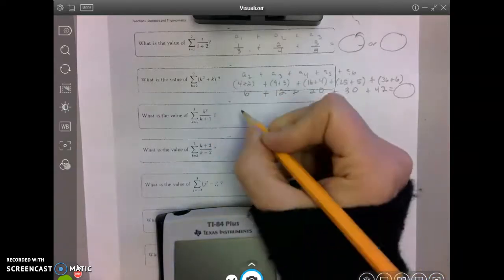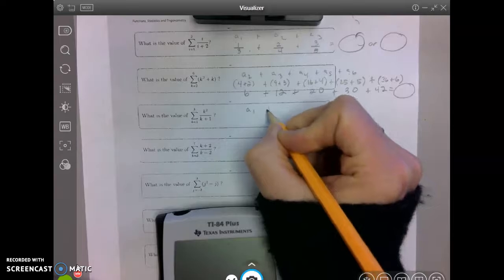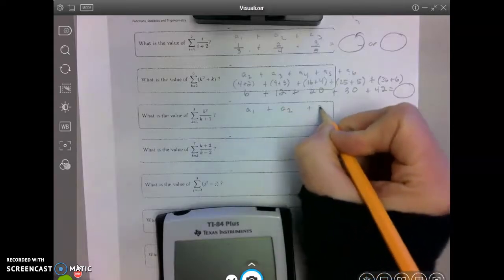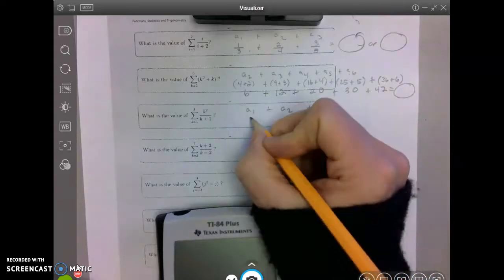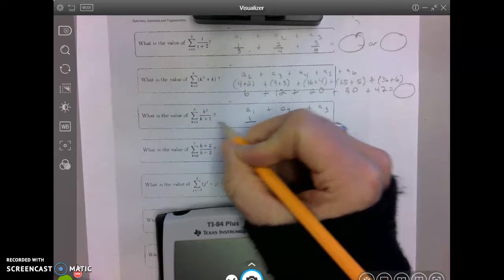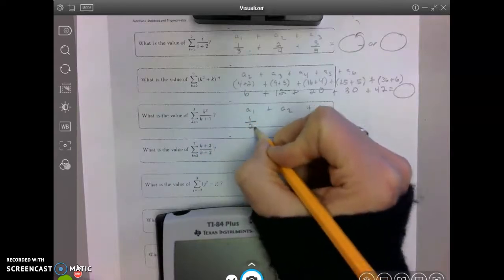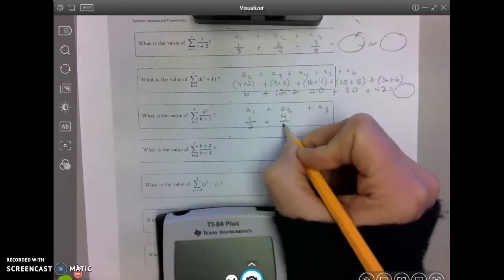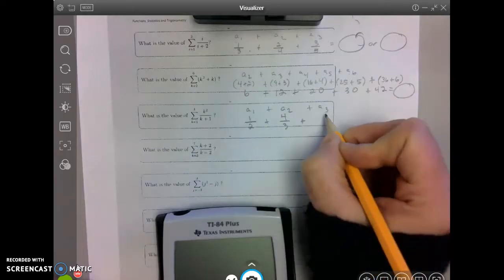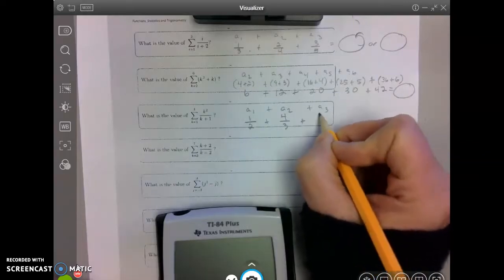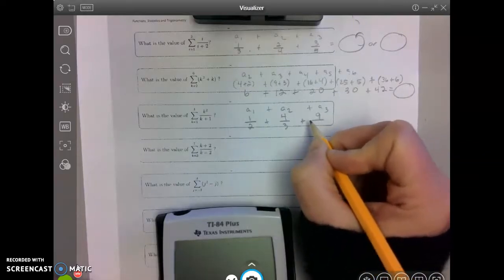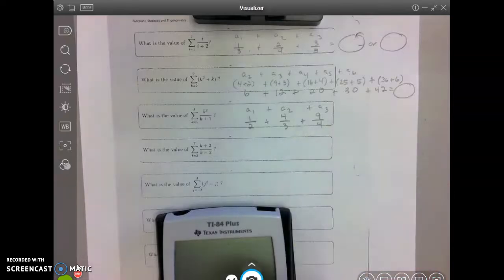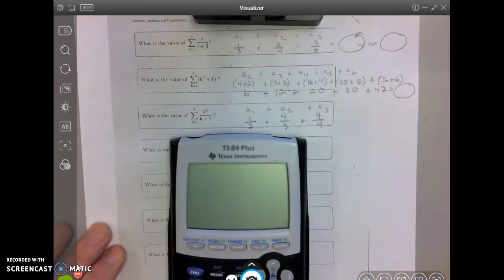We're going to add the first 3, so we're going to be doing a sub 1, a sub 2, and a sub 3. So when I put a 1 in, I get 1 squared is 1 over 1 plus 1 is 2. 2 squared is 4 over 2 plus 1 is 3. And then 3 squared is 9 over 3 plus 1 is 4. So I'd use my calculator.